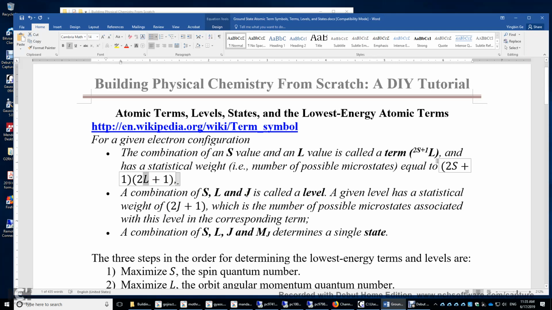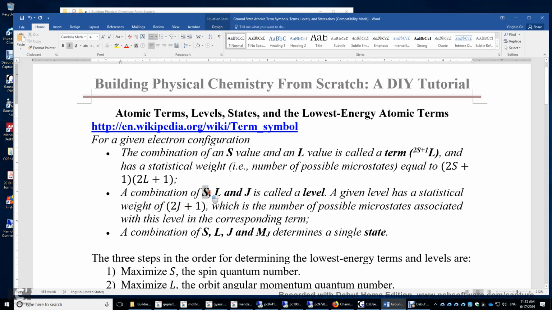And then if you also include J, J is a so-called spin-orbit quantum number. So what is this? The spin and the orbital angular momentum may be coupled, and then we define this to be J, and it's called a level now, including this S, L, and J. A given level has a statistical weight of 2J+1. There's a reason for that.